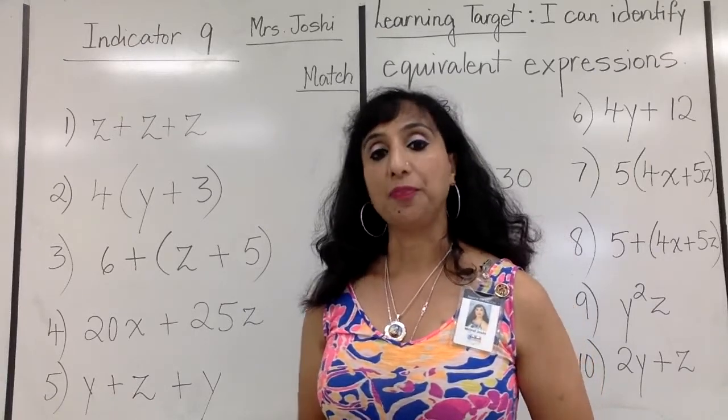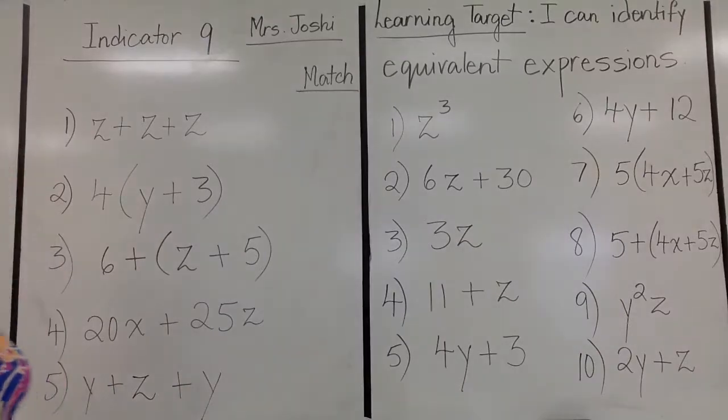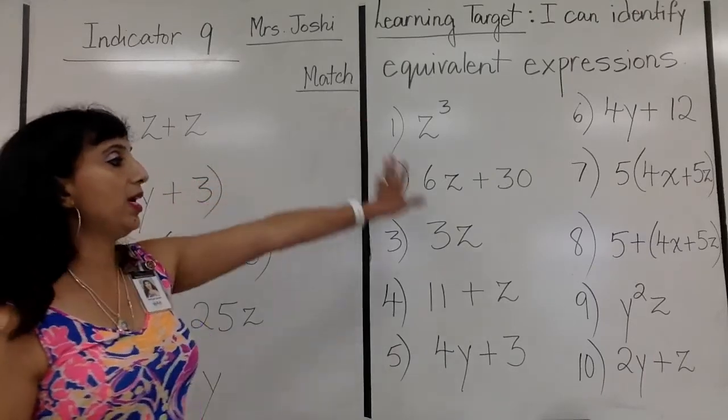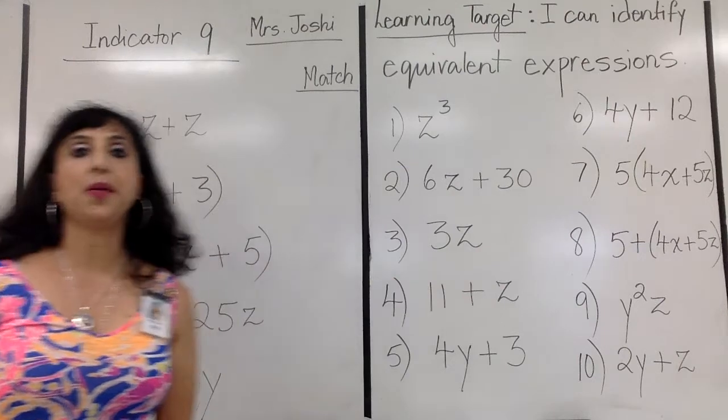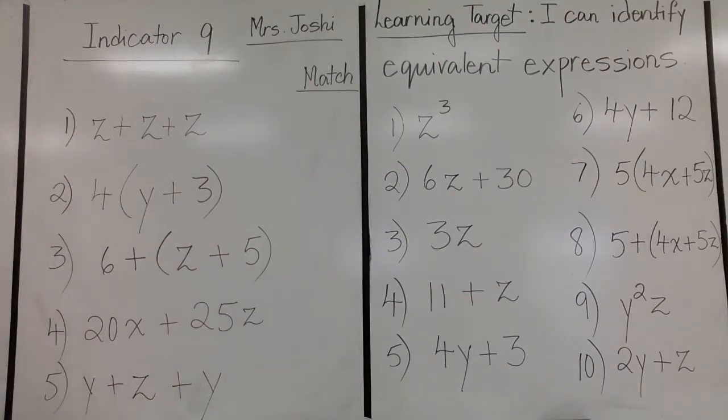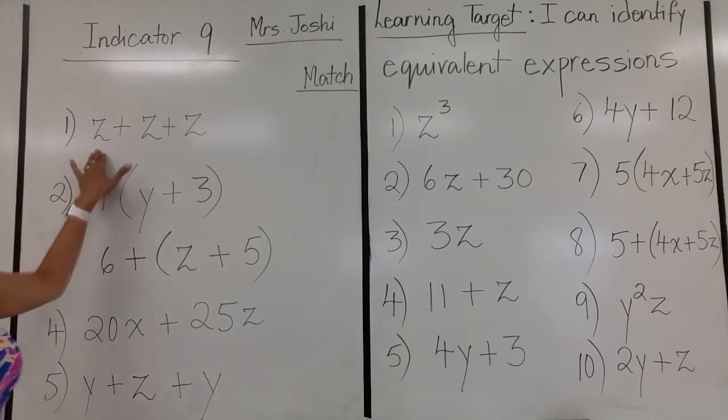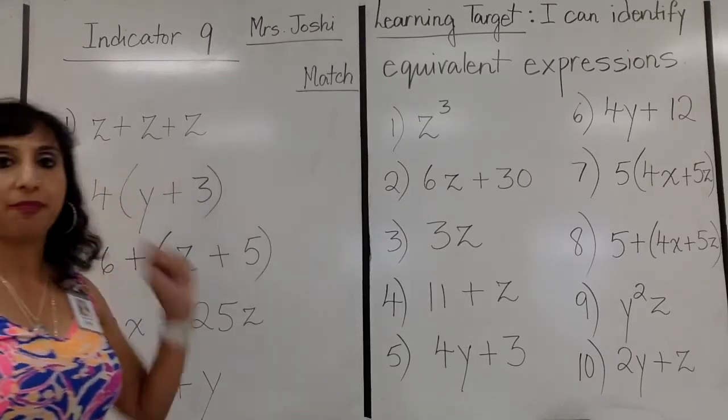Okay, so here are the 5 questions, and then we have to match them with the correct answers over there. Okay, so let's go ahead and look at this. The best way to do this is to start with the first one. And I'm saying z plus z plus z.